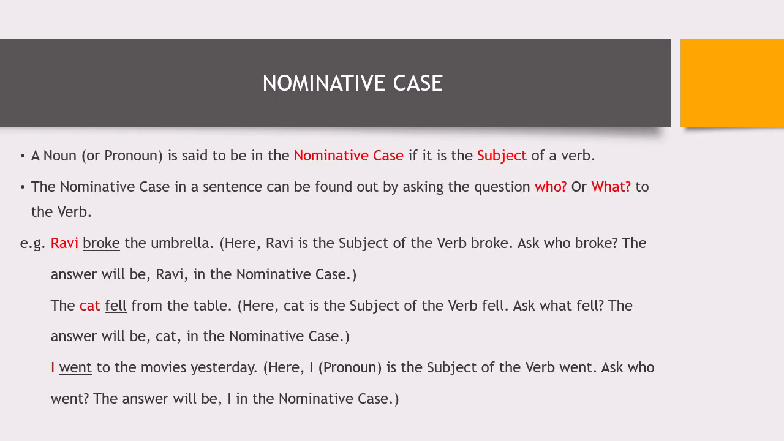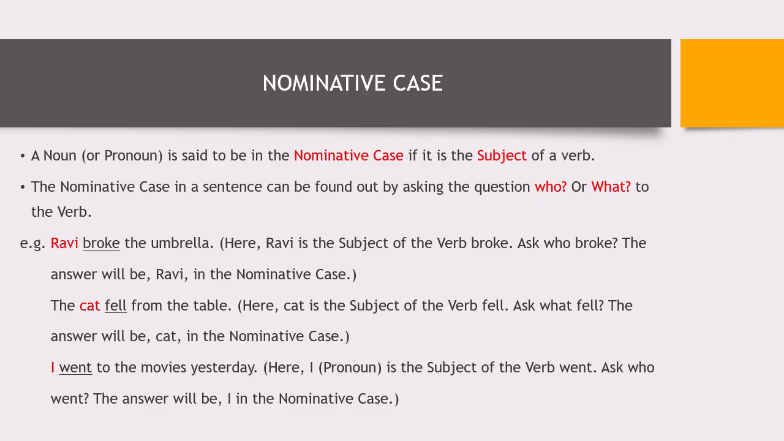Nominative case. A noun or pronoun is said to be in the nominative case if it is the subject of a verb. The nominative case in a sentence can be found out by asking the question who or what to the verb. For example, Ravi broke the umbrella. Here, Ravi is the subject of the verb broke. Ask who broke. The answer will be Ravi in the nominative case.